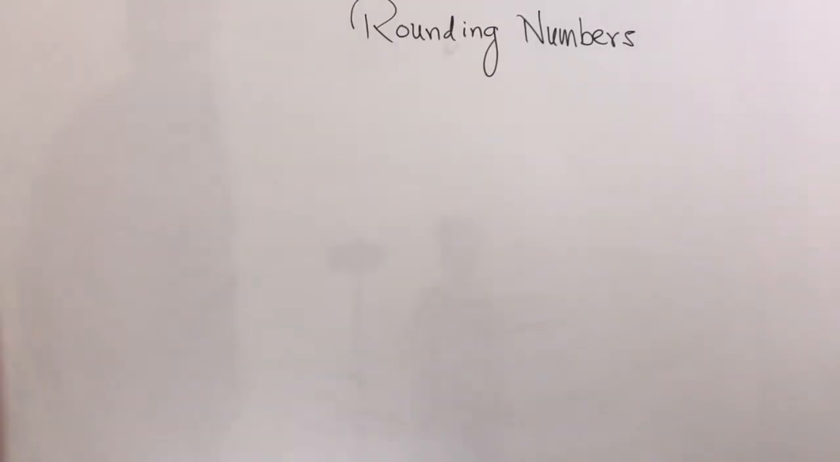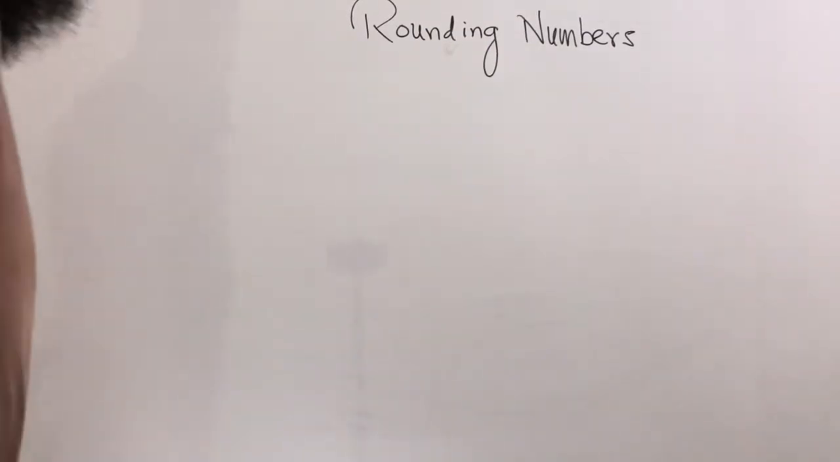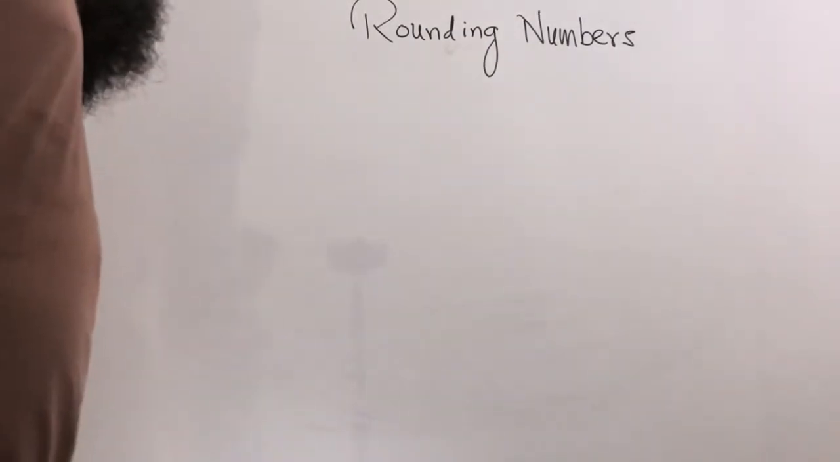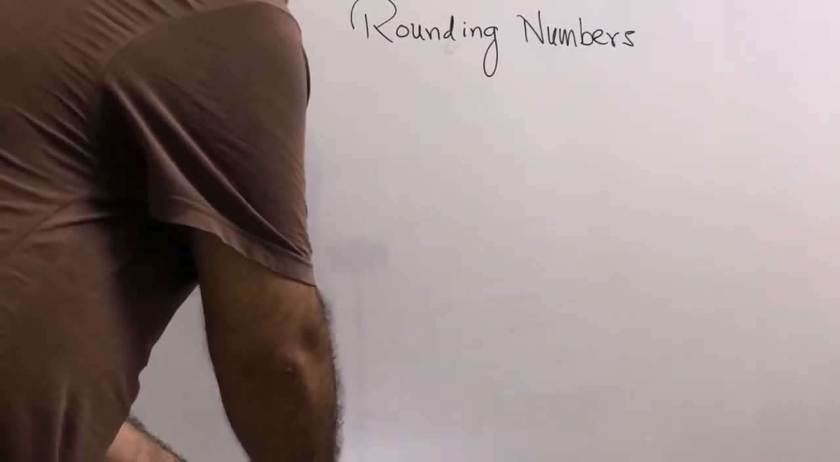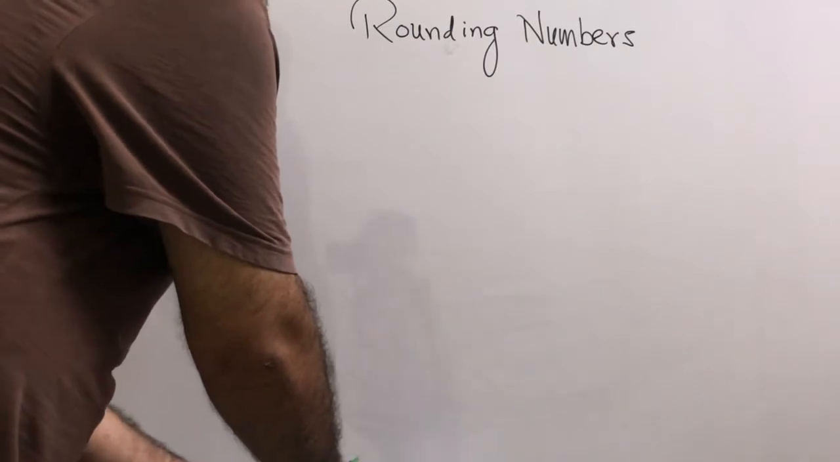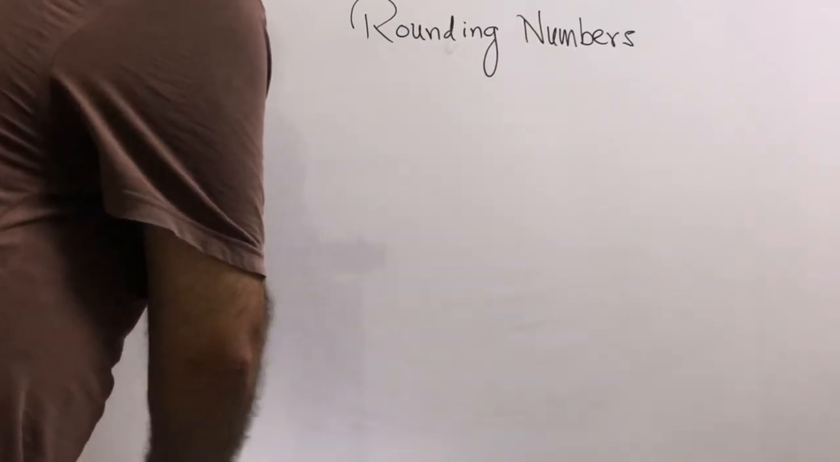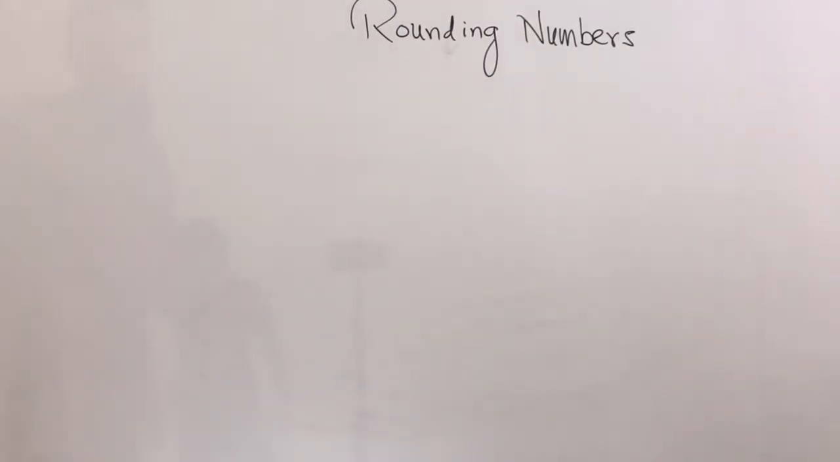This is for class grade 4, Oxford syllabus. We'll be doing lesson number 4 on page number 13. This is chapter number 1. Its title is Numbers to 100,000. Lesson 4 is about rounding numbers. We need to round the numbers.